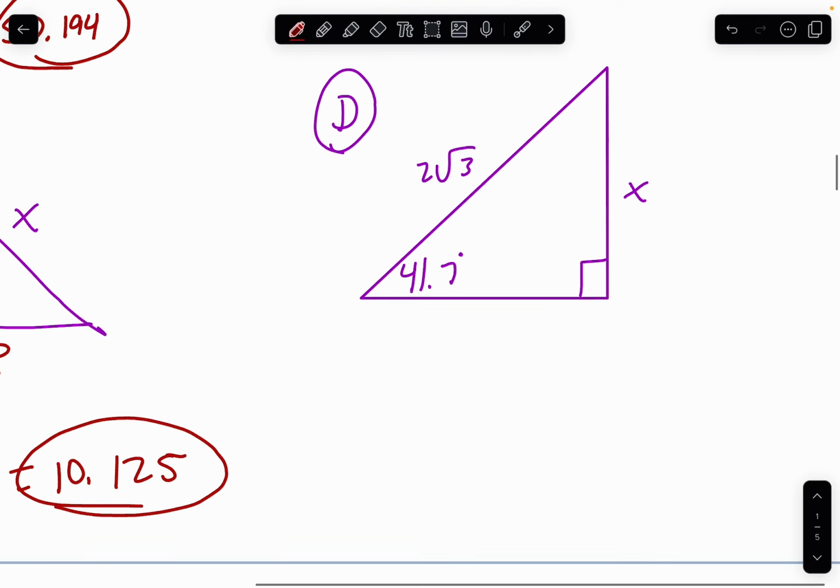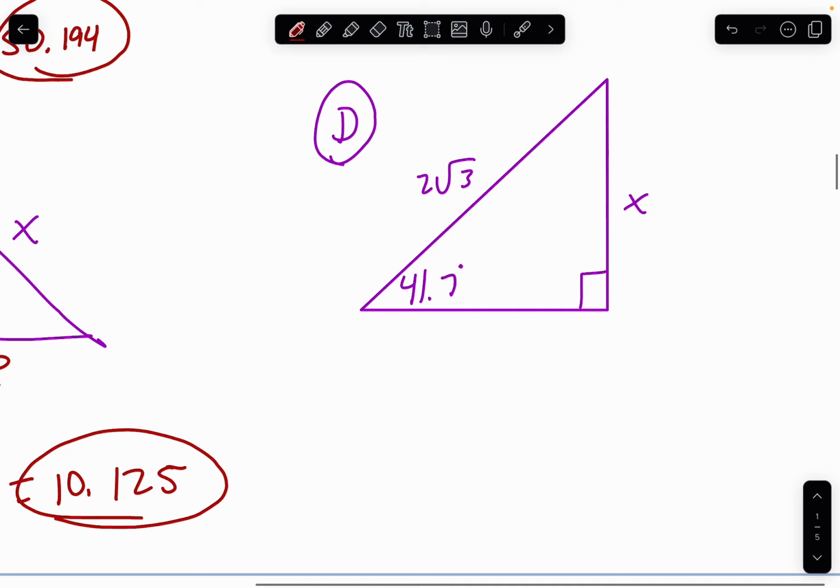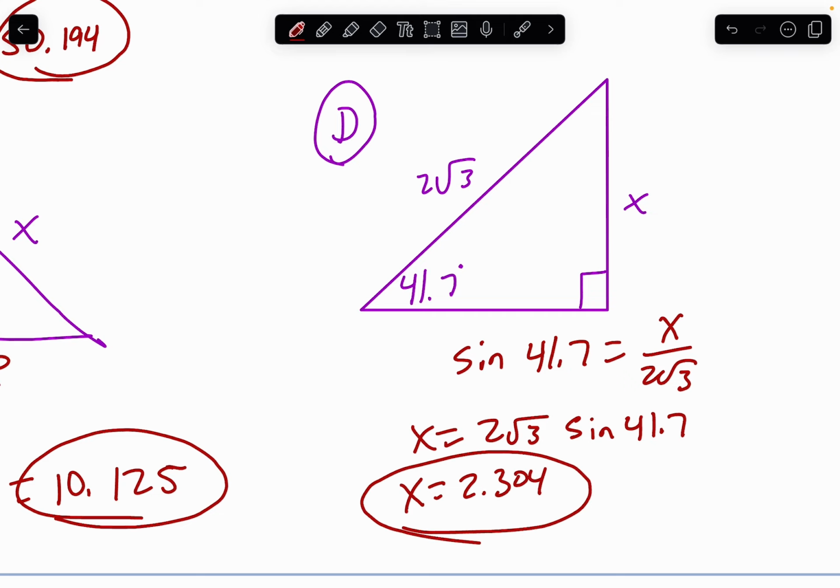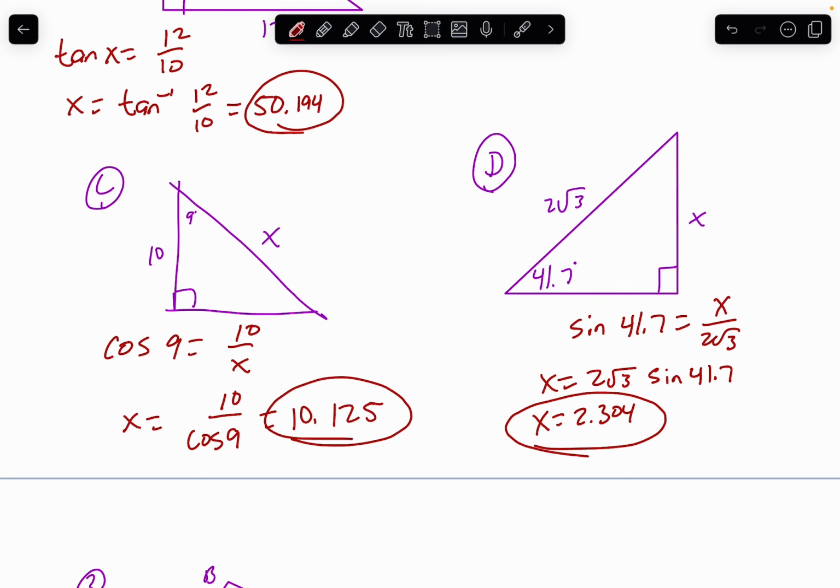Looking real good. Over here, got some funky numbers. That doesn't matter. That would be opposite over hypotenuse. So the sine of 41.7 equals x over 2 root 3. So if x is up high, all you got to do is multiply. So it's going to be 2 root 3 times the sine of 41.7. Type that in. Nearest thousandths would be 2.304. Got it.